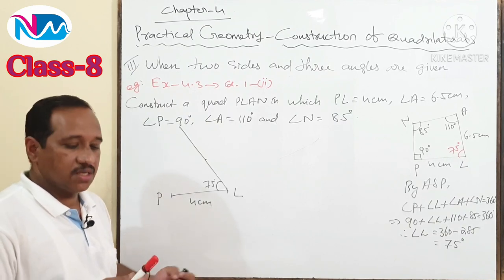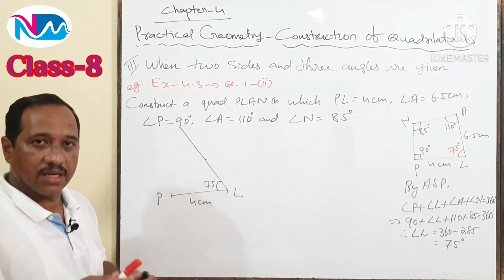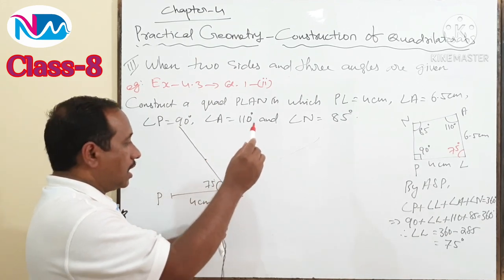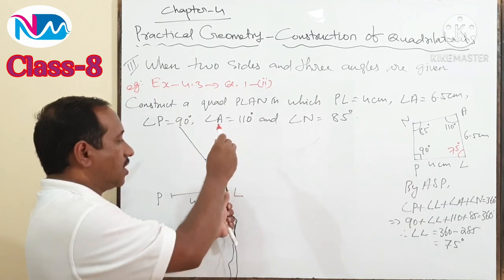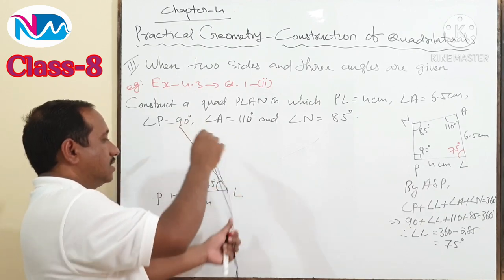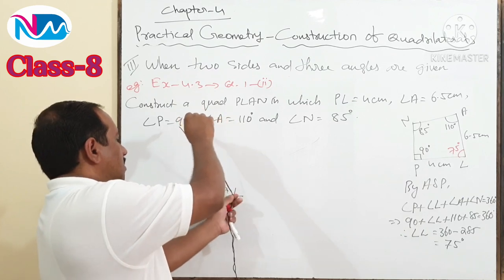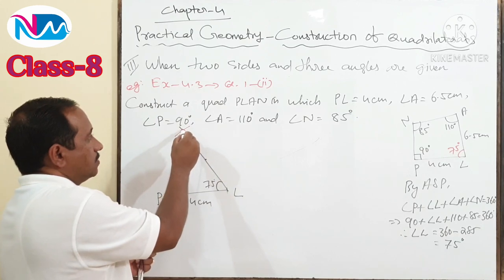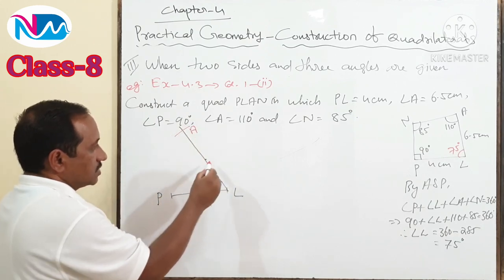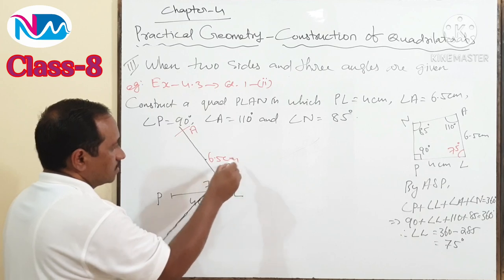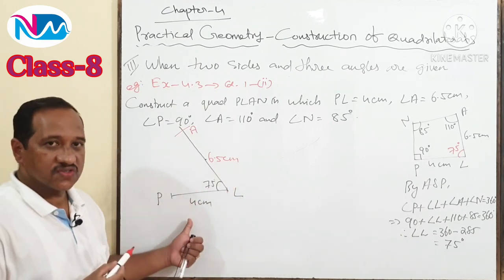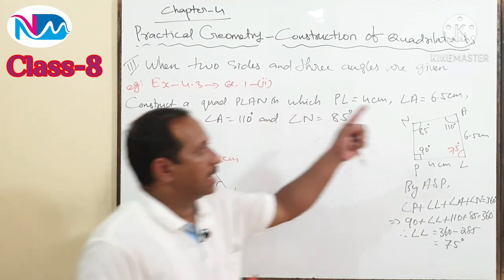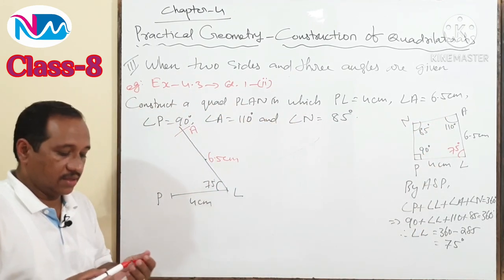Take 6.5 centimeter on your compass from the scale and cut an arc of radius 6.5 centimeter with L as the center. So, this is 6.5 centimeter, this is A. PL is 4 centimeter, LA is 6.5 centimeter. Now, angle A is 110 degrees.